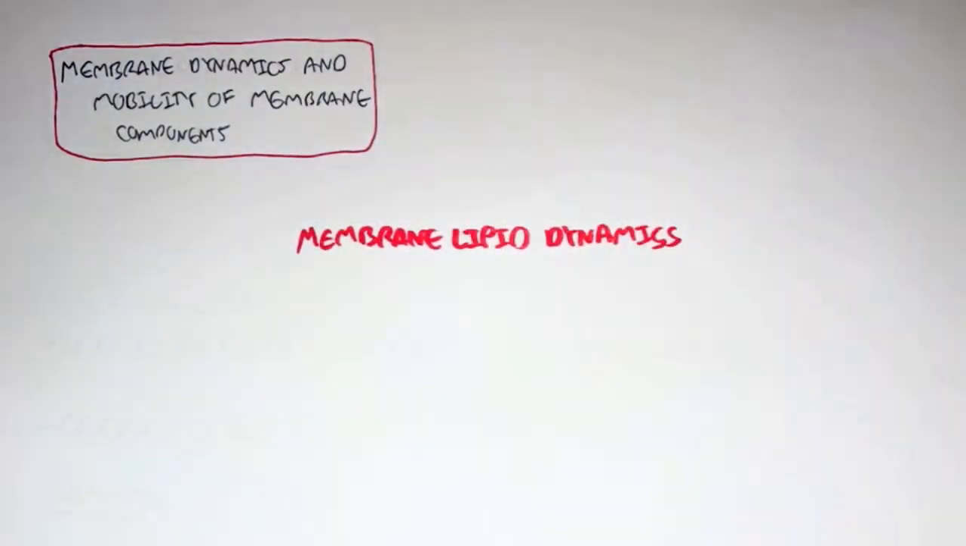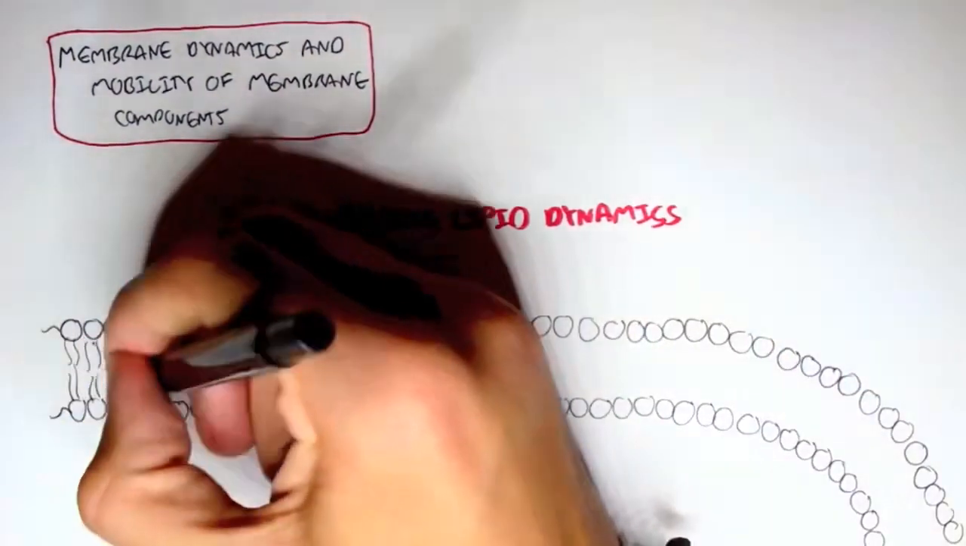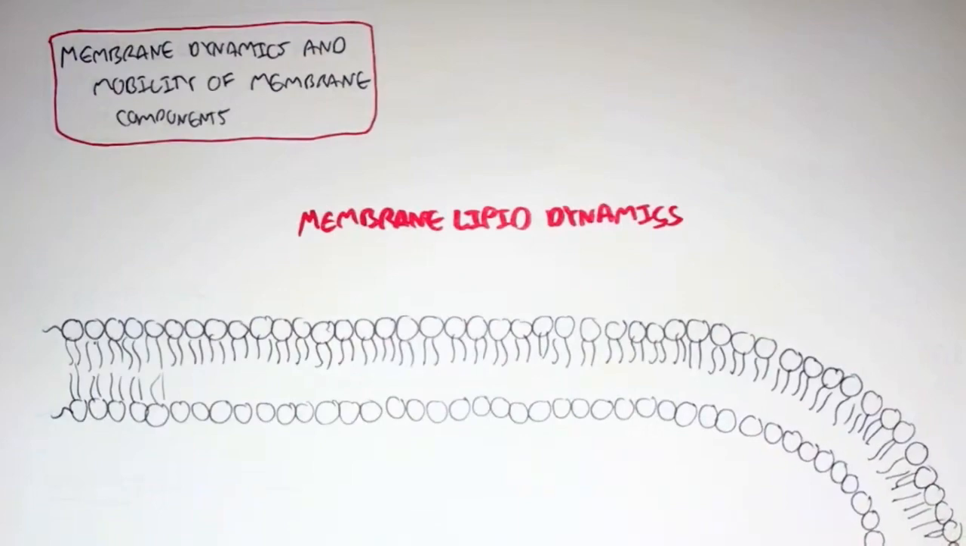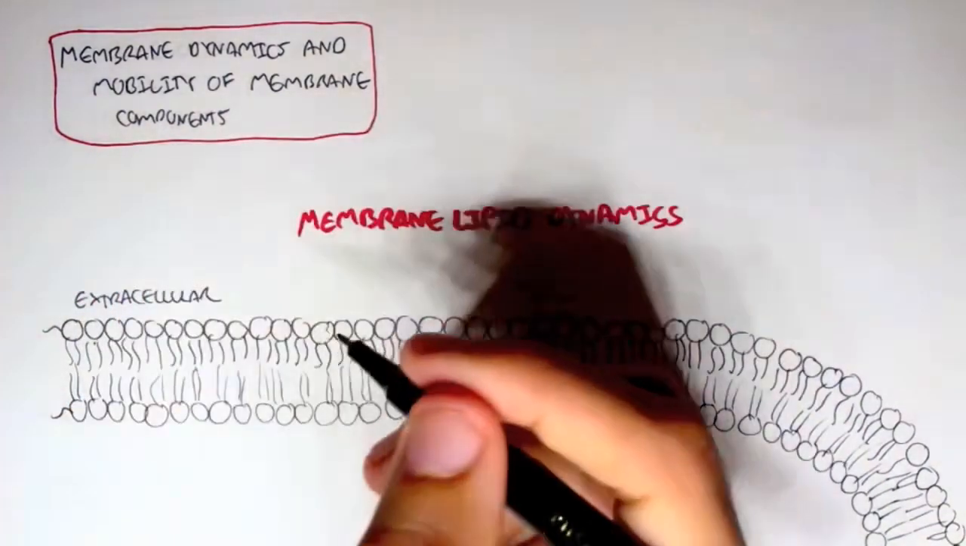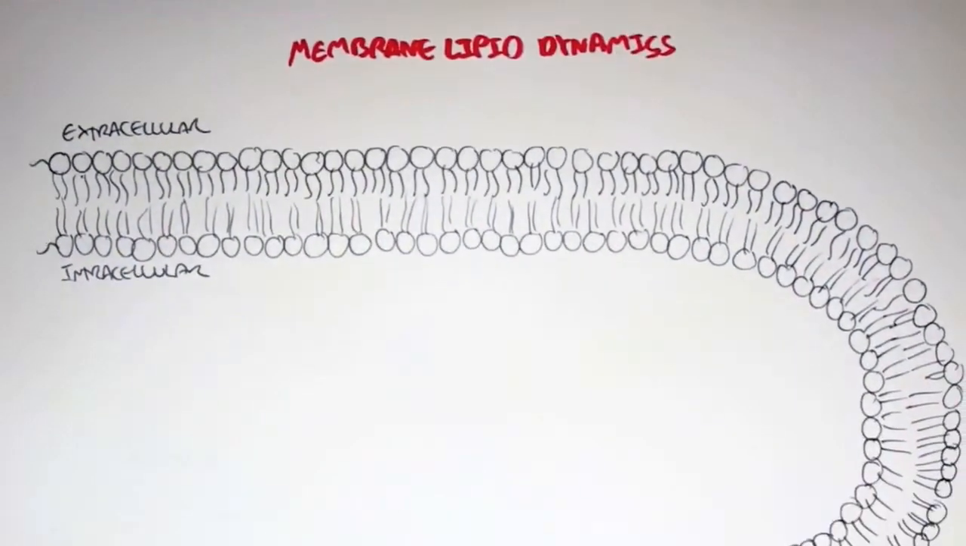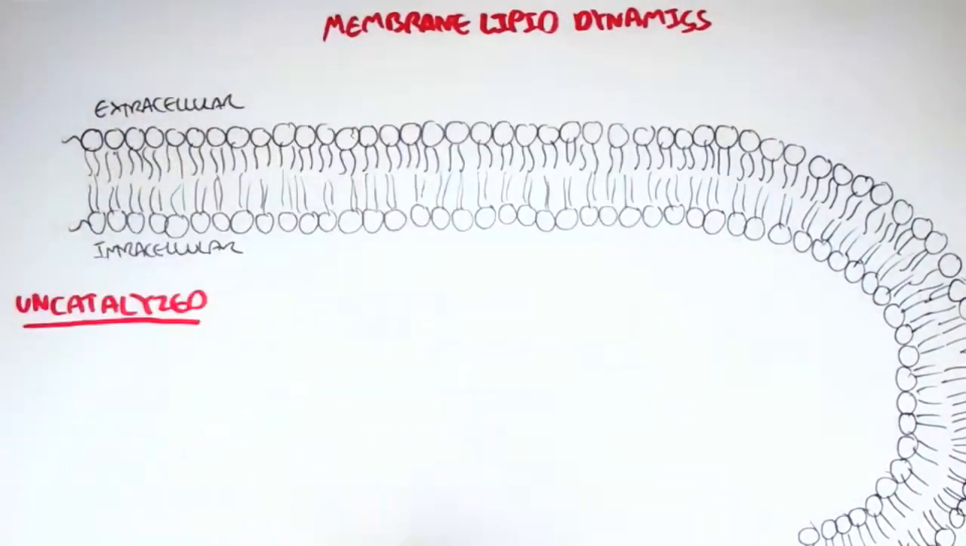So, membrane lipid dynamics. Here I'll draw the lipid bilayer again. We have the extracellular fluid here, outside, and the intracellular fluid, the inside. So there are 2 mechanisms of membrane lipid dynamics. There's uncatalyzed and there's catalyzed.